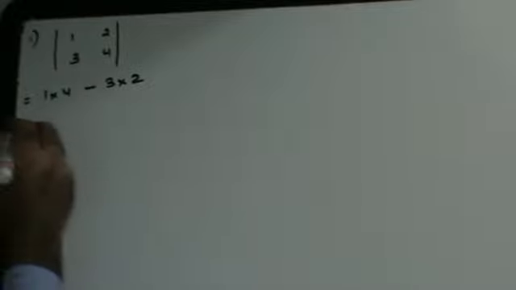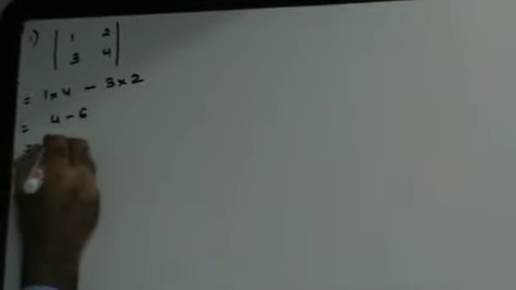Right? I need to find the value of this determinant. How do I find the value of the determinant? The diagonal running downwards is called the principal diagonal and the other one is called the other diagonal. The value of the determinant is the product of the principal diagonal minus the product of the other diagonal. That means this is going to be 1 into 4 minus 3 into 2. So this is 4 minus 6, which is minus 2. Next, let's see the next sum.